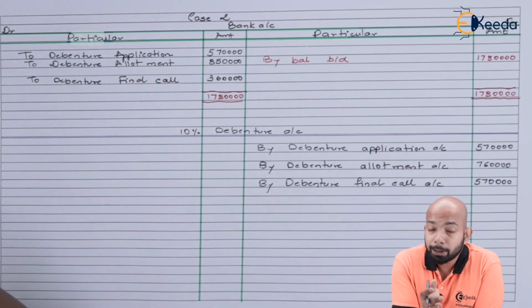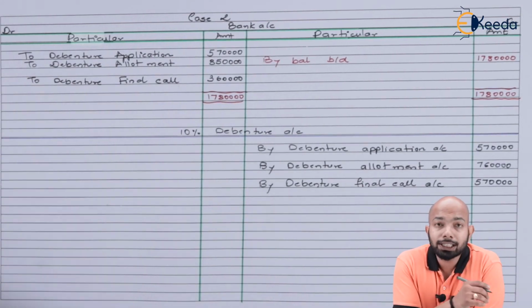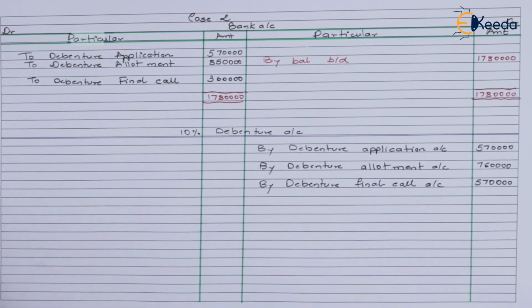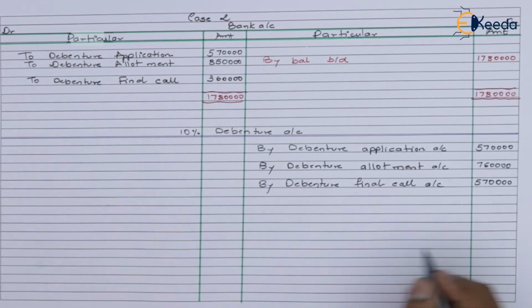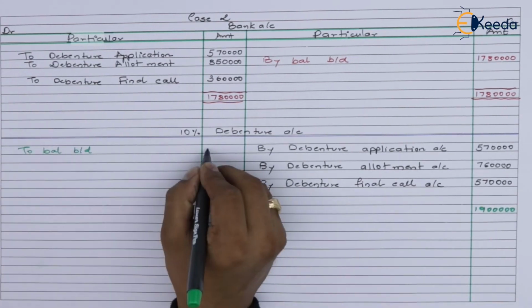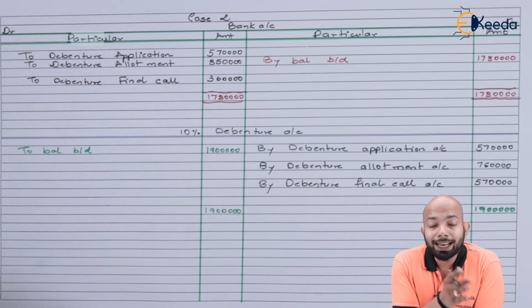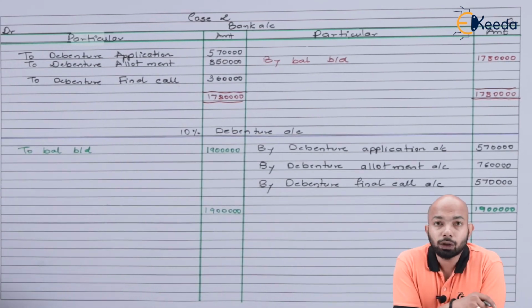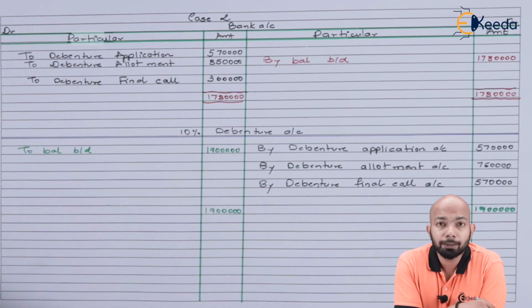So 10% debenture account has been also prepared. Now it's time to figure out the balancing figure and the final tally of this account. So the balancing figure here is 19 lakh rupees. Now that we've prepared both these accounts, it's time to prepare the balance sheet. So let's start with the balance sheet account here.